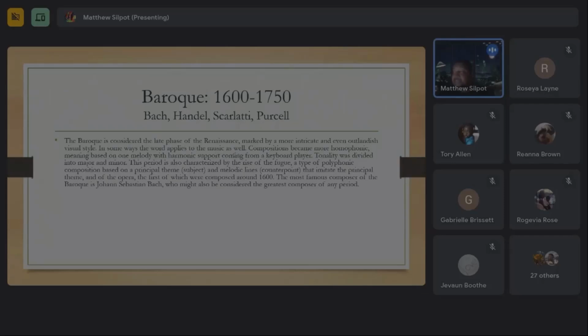So the compositions are more homophonic, meaning that they are based on one melody with harmonic support coming from a keyboard player. So you hear about instruments such as the harpsichord. Has anybody heard about that instrument before? Or any of those early clavichord? We use a lot of clavi sounds in reggae music now on the synthesizer. And the tonality was more into either major or minor, compared to previous periods where they used modes like Gregorian chants within that time.